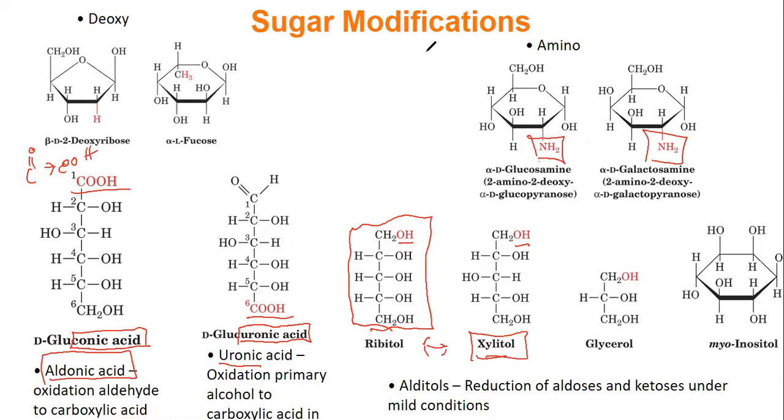Any questions about the modifications or what I'm looking for in this slide? Ribitol and xylitol, what's happened is you take this C double bond O and you make it an OH group instead. So you have reduced your aldose and your ketose to a hydroxyl group. And xylitol's in sugarless gum, which I love, by the way. Sugarless gum is so good. Any other questions?